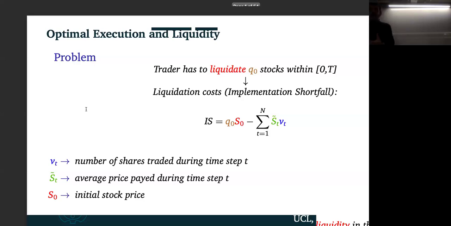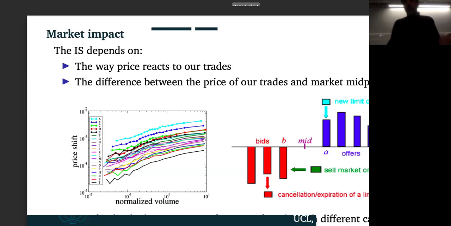In order to formalize this problem, this is just a standard introduction to optimal execution, I need to model in some way how the price will be modified by my trade. This will essentially be a market impact model. And first of all, why do we do it? Essentially because market impact is present.